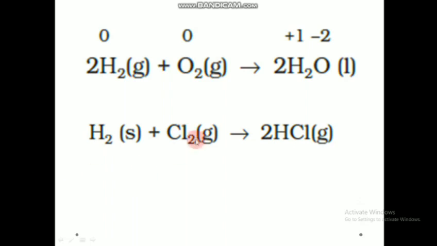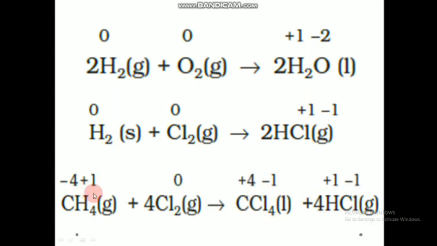Next example, H2 plus Cl2 gives HCl. Here also the reactants are in the native form, hence they will have oxidation state of 0. And hydrogen transferred from 0 to plus 1 and chlorine is from 0 to minus 1. Increase in oxidation state for hydrogen and decrease in oxidation state for chlorine. So increase in oxidation state is oxidation and decrease in oxidation state is reduction. Chlorine is reducing, hydrogen is oxidation. And this example you need to try by yourself and find which one is oxidizing and which one is reducing according to oxidation number.